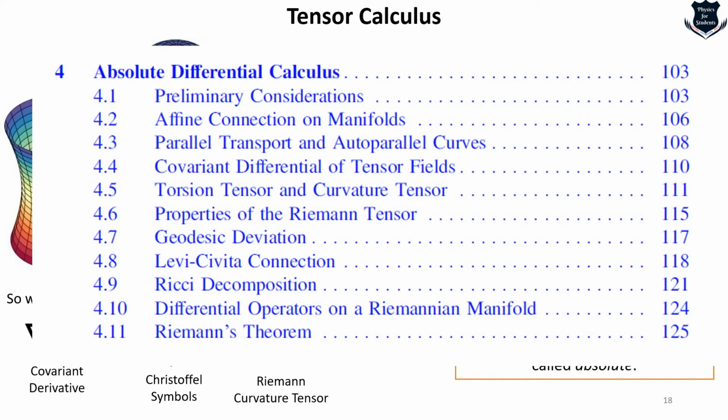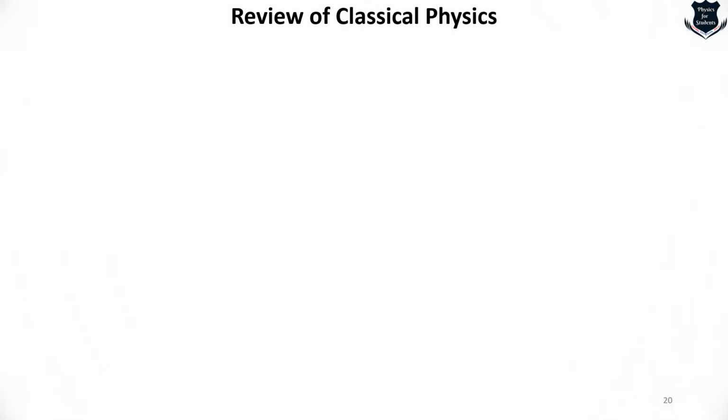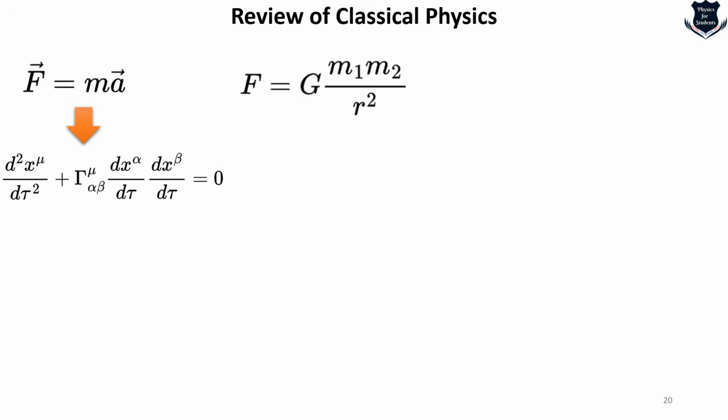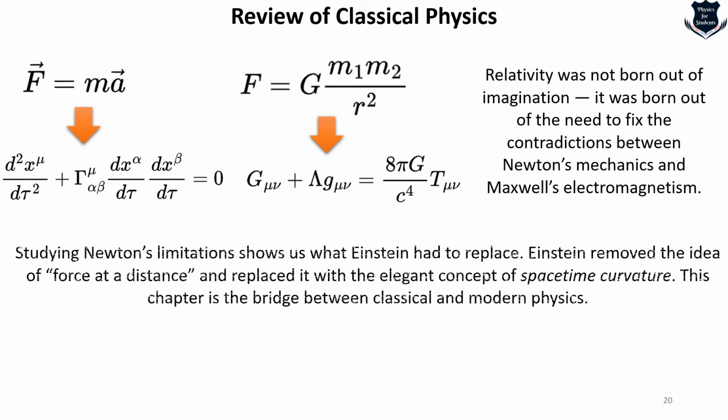Now after this, the author takes a revisit of what is called classical physics. There is a reason for that. Let me show you. In general, you know that Newton's second law of force is now replaced by the geodesic equation, and the laws of gravity are now replaced with the Einstein field equation. All this shows that relativity was not born out of imagination, but out of a contradiction between Newton's mechanics and Maxwell's equations. Studying the limitations, which the authors have shown beautifully in this book, shows why and how Einstein replaced them.